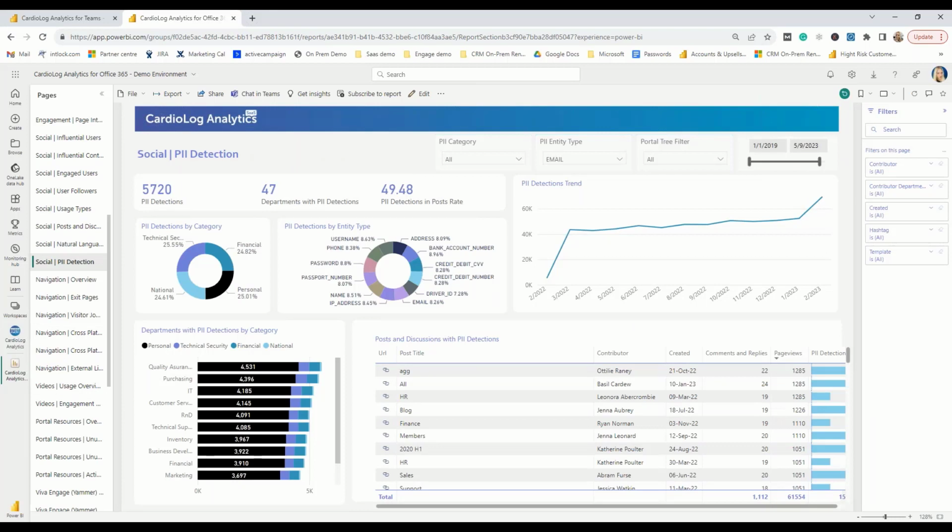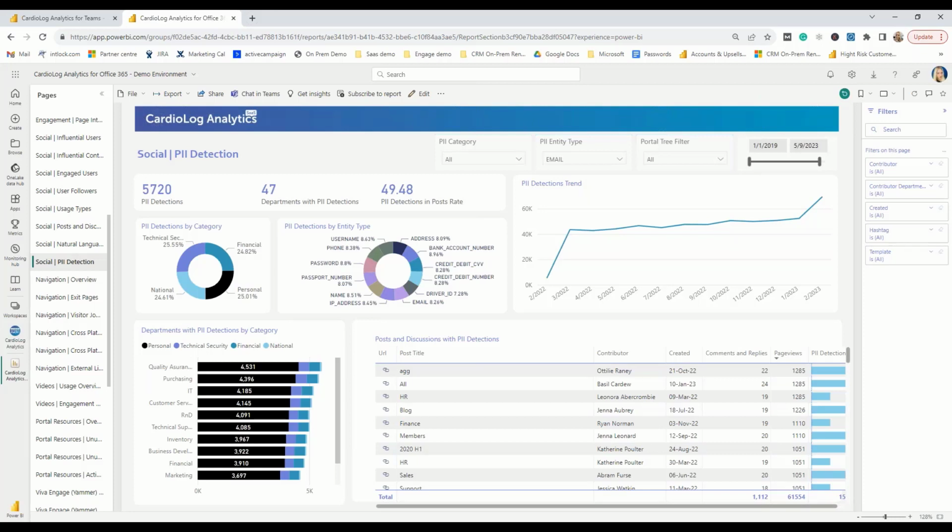PII detection by category will here show you the different departments instead of teams. So Cardiolog Analytics can identify departments with PII by category, which provides companies a way to effectively manage data risks, enforce appropriate access controls, ensure compliance, and respond efficiently to any security incidents or breaches involving PII.